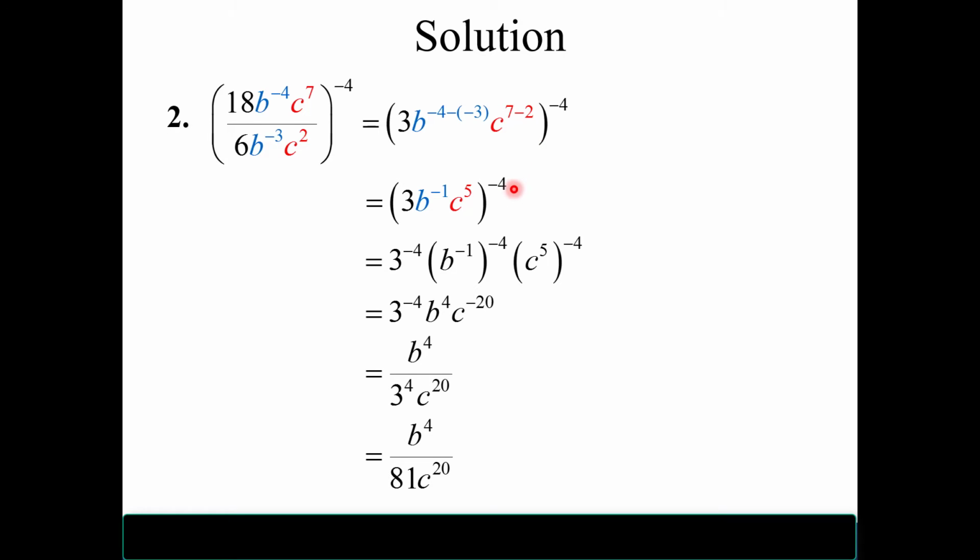Power of negative 4, which then gets distributed. We get 3 to the negative 4, b to the negative 1 times negative 4. That's just going to become b to the positive 4, c to the negative 20th. Good. So now we just have to get rid of these negatives in the exponents. We bring them down underneath the fraction to the denominator, and we end up with this, and then the 3 to the 4th power becomes 81c to the 20th. Good. Questions?